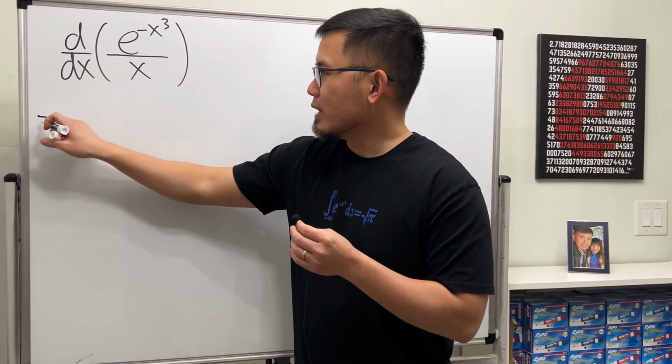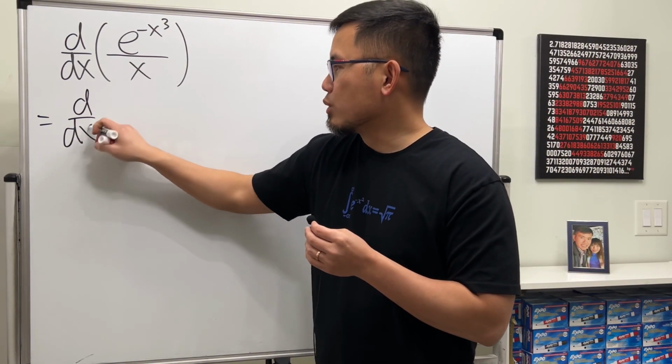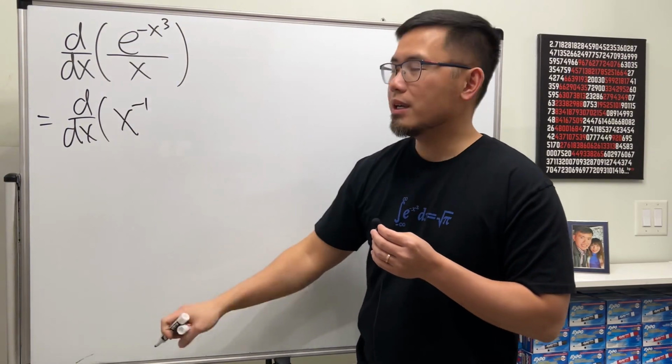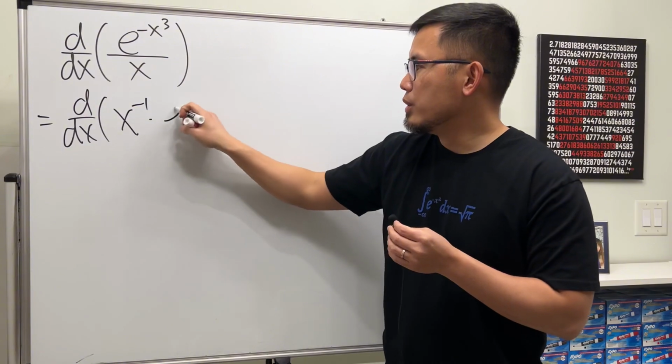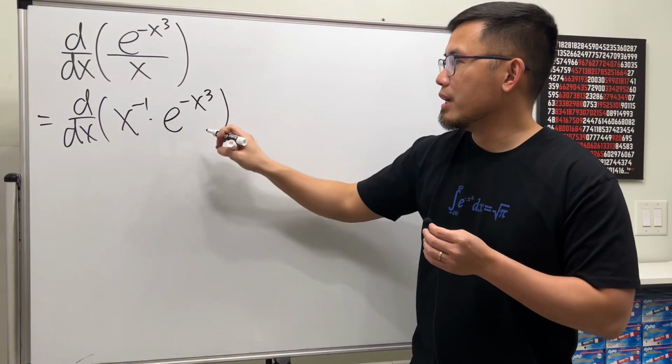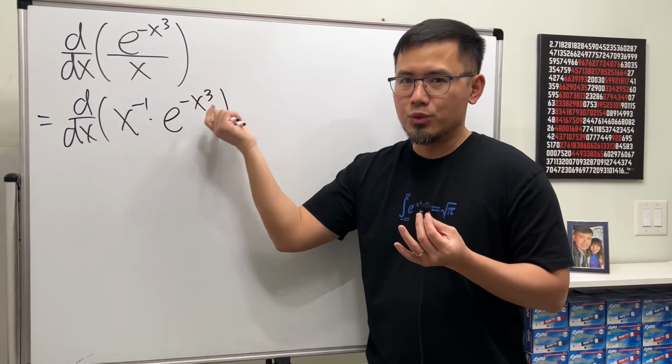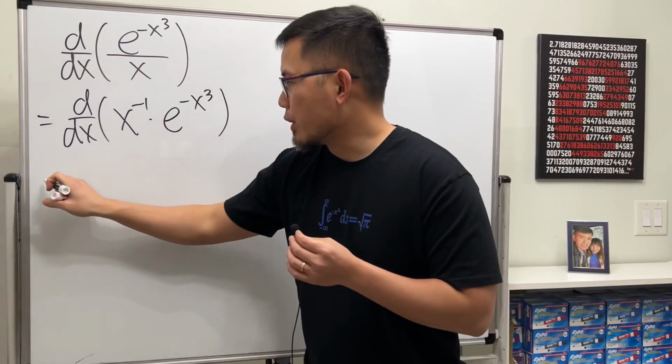So if you would like, of course, let's take the derivative of, bring this x up, and we get x to the negative first power times e to the negative x to the third power. And then we will have to use the product rule, and then don't forget, this part will be requiring the chain rule later on. So here we go.